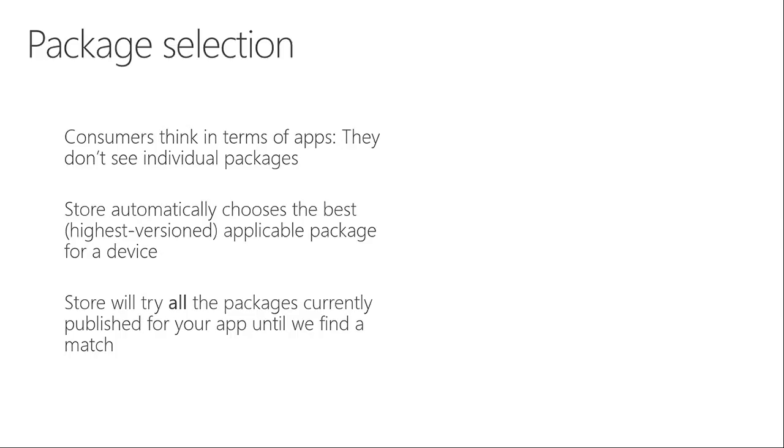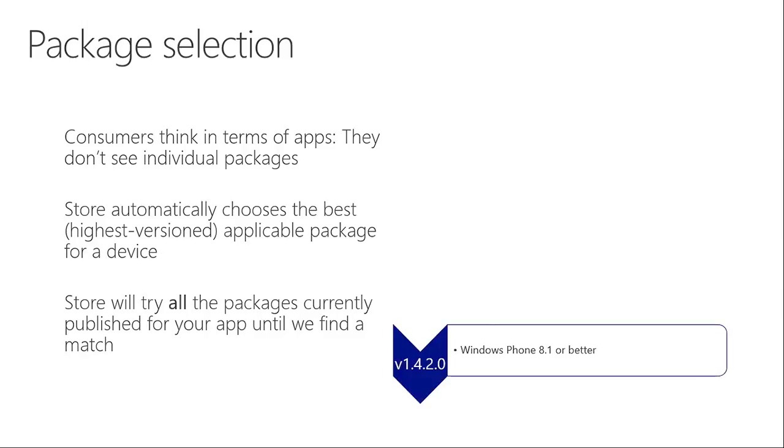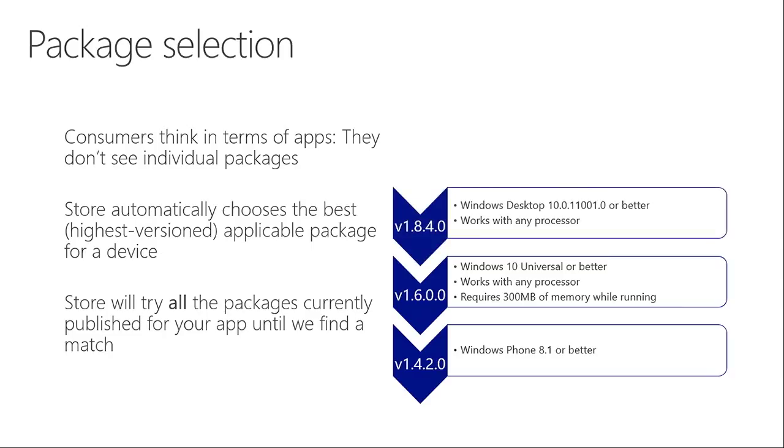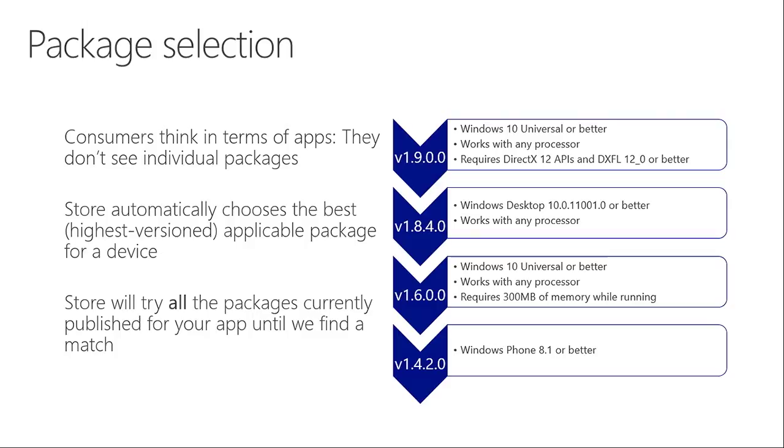Yeah. And let me show you what essentially happens. The way this always works is, the consumer never worries about this really, but what the store will always do is it'll always try and take the latest version of the package, and then it works down until it says, okay, this package doesn't meet the requirements of this hardware, I'll go to the next one. Okay, this doesn't work. And it basically keeps going down in the order of the version number. So you can see here that if I look at the ones that are available, I have 1.9, 1.84, 1.6, and you can see that the latest package requires DX12 APIs and DXFL12, and yet the lowest package here just requires Phone 8.1 or better.